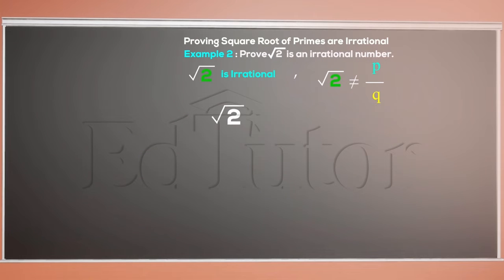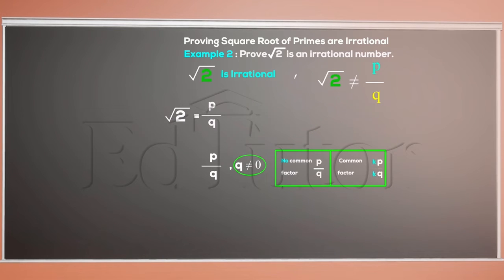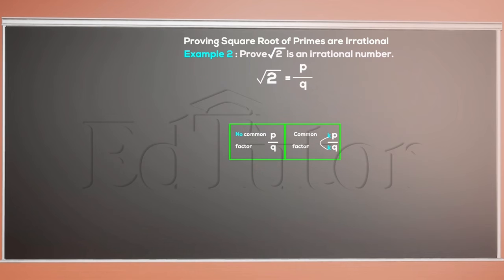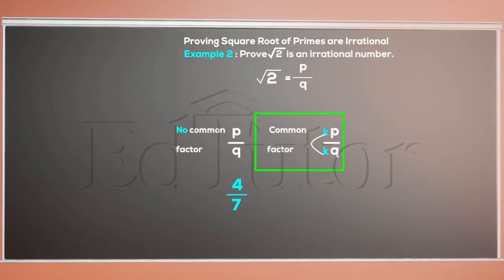Hence, we will assume root 2 is a rational number and express it in fractional form p by q, where the denominator is not 0. Otherwise, the fraction would be undefined. Also, we will assume that the fraction is in its lowest form. This means that p and q have no factors in common. Like in the case of 4 upon 7, they don't have common factors, and hence the fraction can't be reduced further. Why is this important? Let's save a few answers for the end.